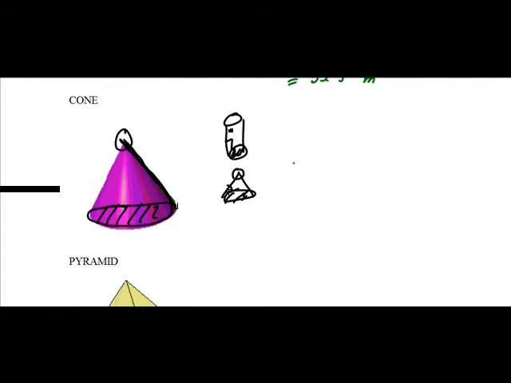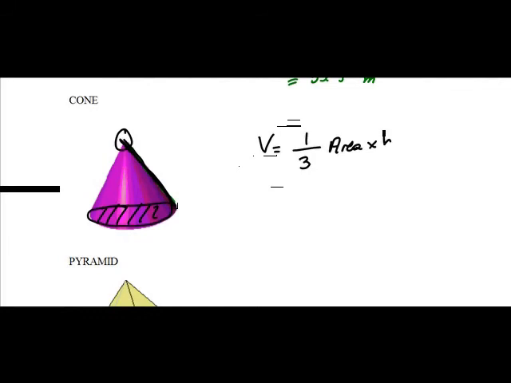So the volume for these kinds of shapes is going to be V equals, for volume, 1/3 area of the base times height. And the height is going to be measured from the middle of the base to the tip of that height. So here's your height. This is not the height. Not the height. This is the height.